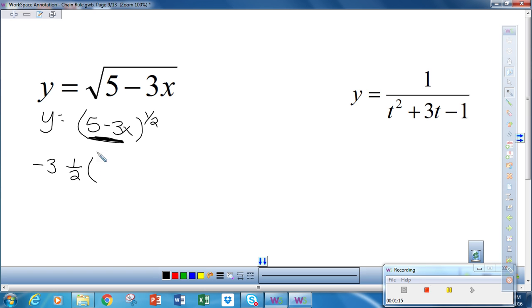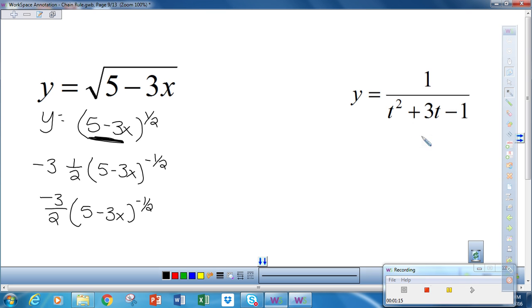So 1/2 times 5 minus 3x, and then we subtract 1/2 from that. And we subtract 1 from 1/2. So we can write this as negative 3/2, 5 minus 3x raised to the negative 1/2.